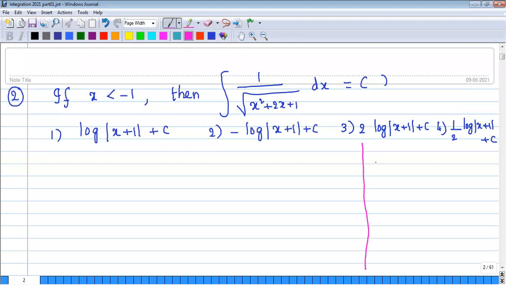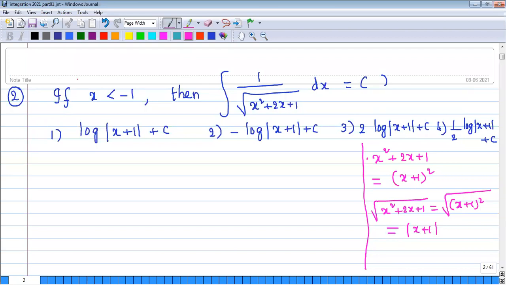See, this x square plus 2x plus 1 is nothing but x plus 1 whole square. But we need square root of x square plus 2x plus 1. That is equal to square root of x plus 1 whole square. Generally, we write directly x plus 1. Don't write x plus 1, that will be mod of x plus 1. As for this condition, we need to define x less than -1. That means x plus 1 is less than 0. x plus 1 less than 0 means mod of x plus 1 is equal to negative of x plus 1.